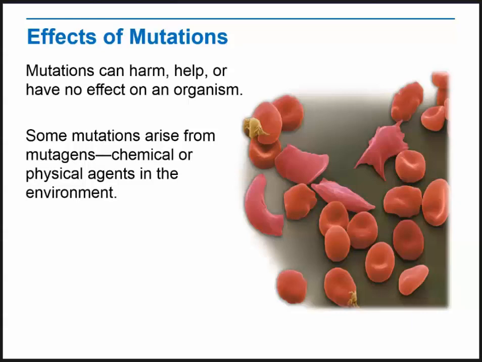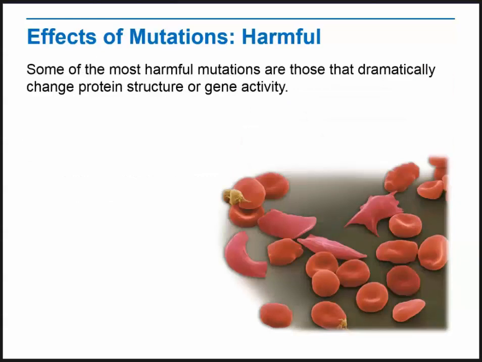What would be the effect of a compound that interferes with base pairing? It would increase the error rate of DNA replication. Other compounds can actually weaken the DNA strand, causing breaks and inversions that produce chromosomal mutations. Some of the most harmful mutations are those that dramatically change protein structure or gene activity. The defective proteins produced by these mutations can disrupt normal biological activities and result in genetic disorders.